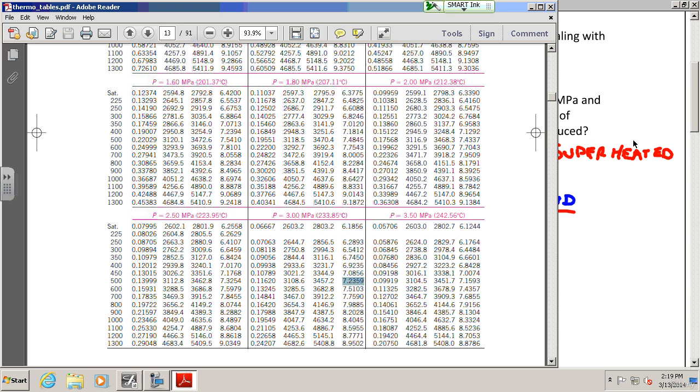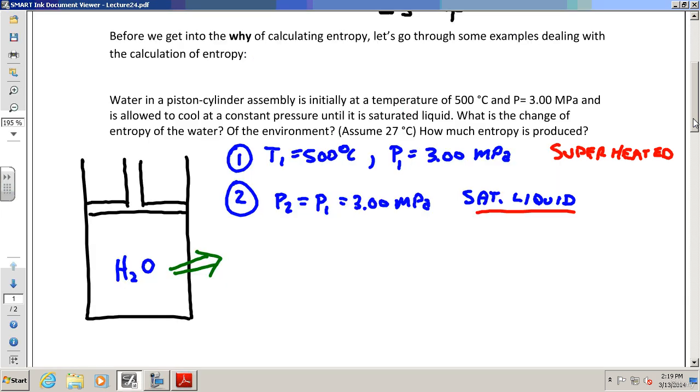So you find it at 7.2359. That's the entropy. That's always the last column in your table. That's the entropy at pressure 3 megapascals, temperature 500 degrees C. So S1 is going to be 7.2359, and the units, if we were to scroll up, would be kilojoules per kilogram K. Kind of weird units.